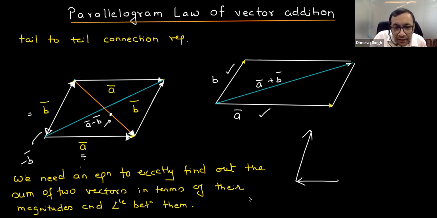What's after "we need an"? We need an equation. This is a shorthand for me. This is an equation. We need an equation. Is it not good? You don't like it?